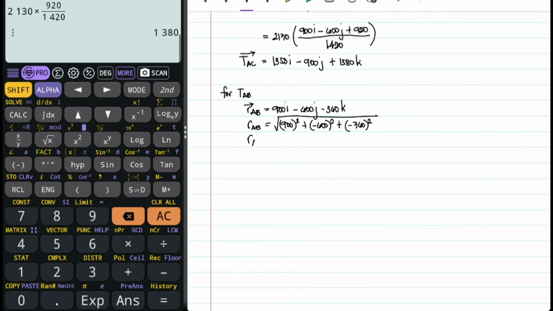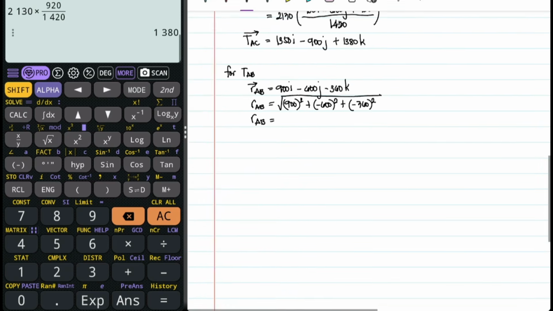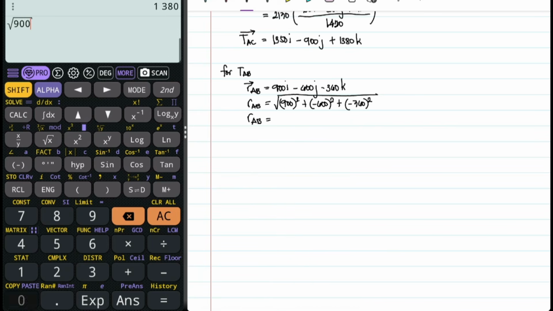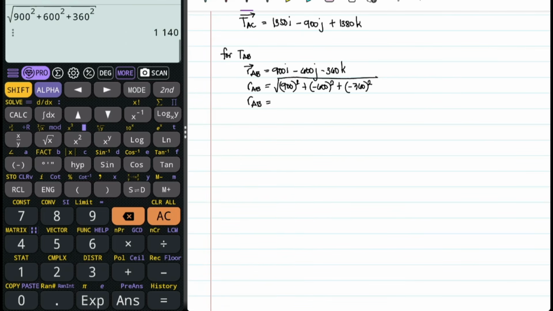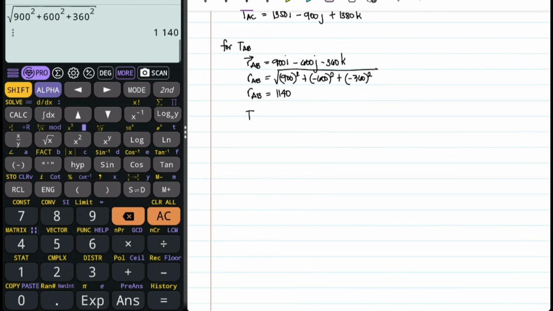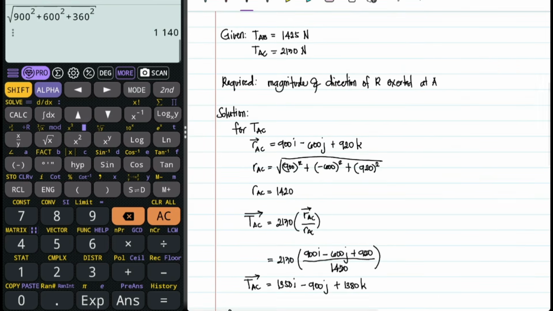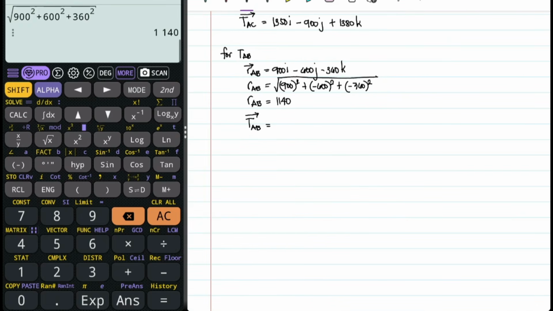Now we can input all of this in our calculator, and this gives us the square root of 900 squared plus 600 squared plus 360 squared, which gives us 1140. And now we can express our tension in its Cartesian vector form. That's tension AB, which is 1425 multiplied by position vector AB over the magnitude of AB.